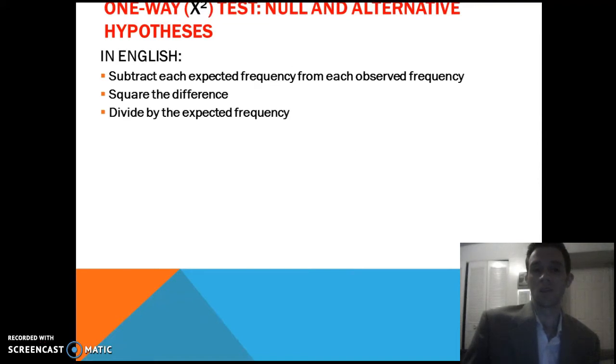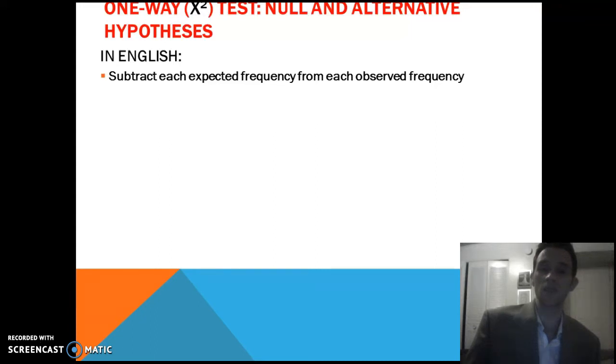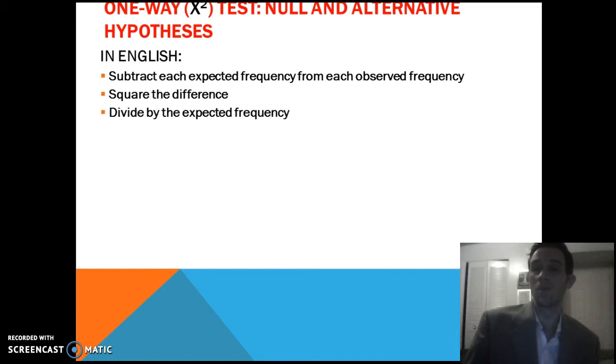So subtract each expected frequency from each observed frequency. That's the first step. Square that difference. Divide by the expected frequency. Now this is a little bit different than other things that we've done, but very straightforward really. And then add up those results.